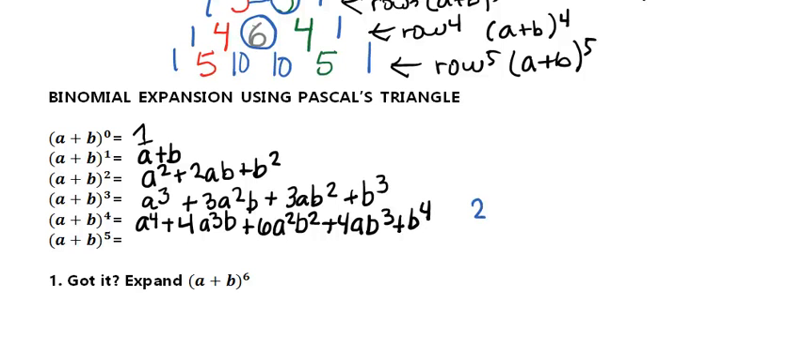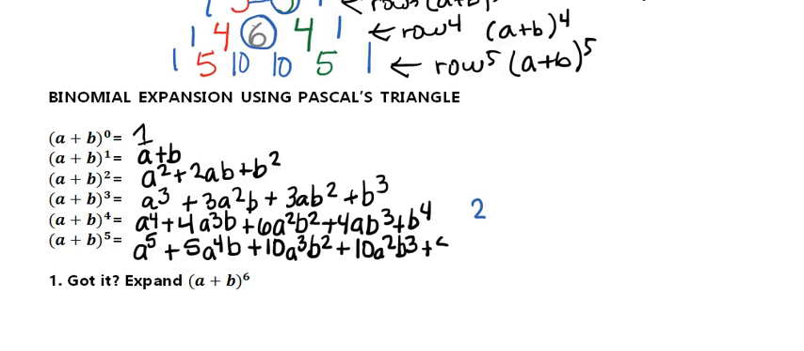A plus b to the fifth power, we can go ahead and expand that: a to the fifth plus 5a to the fourth times b plus 10 times a cubed b squared plus 10 times a squared times b cubed plus 5 times a times b to the fourth plus b to the fifth. So some thoughts to ponder.